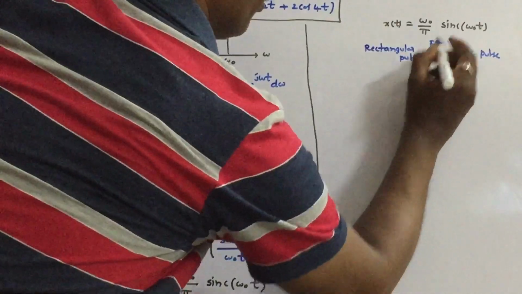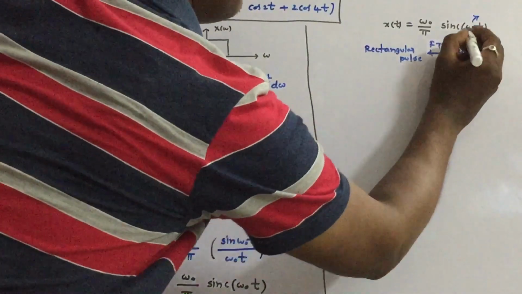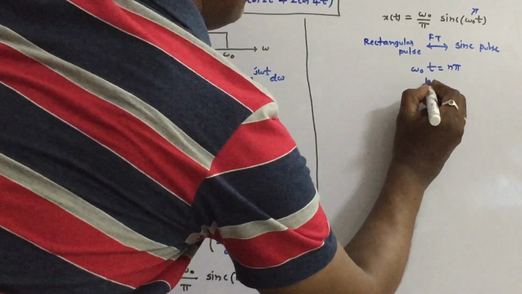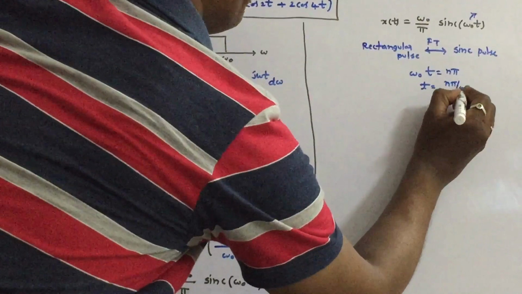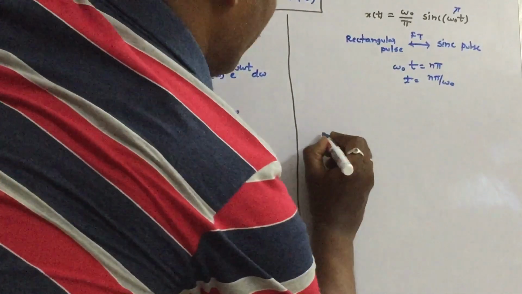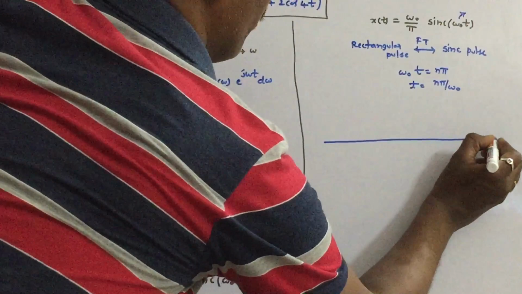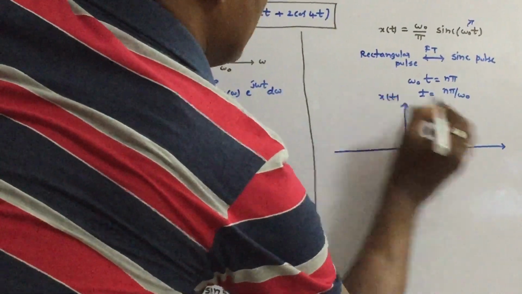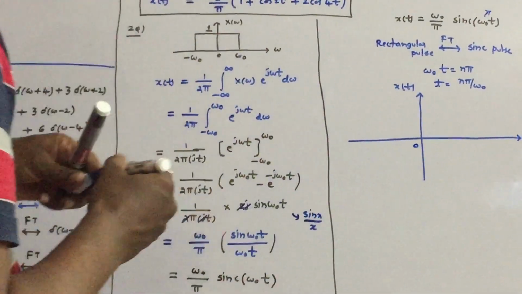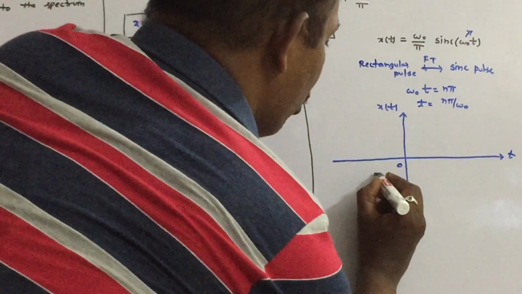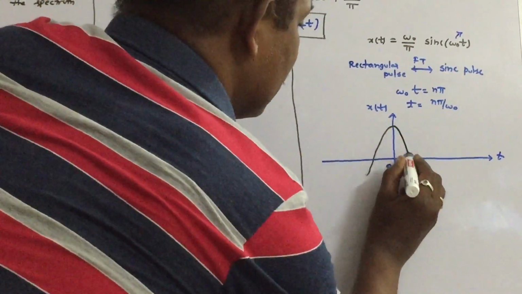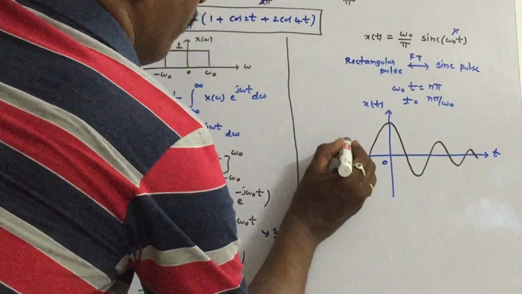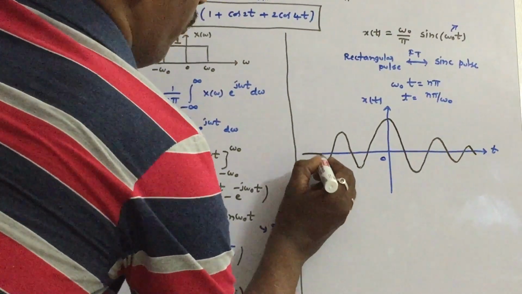The sinc pulse will be 0 at omega 0 t equal to n pi. So t is n pi by omega 0. Because we are plotting x of t versus t, this is the x of t axis versus t. How to draw the sinc pulse? We have to draw it like this, where the amplitude decreases on both sides. So this is the sinc pulse we have to draw.